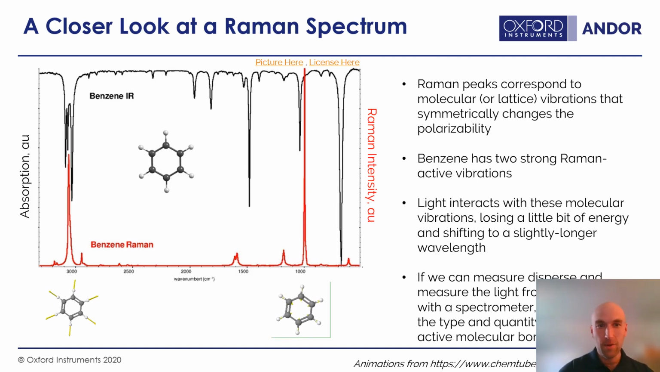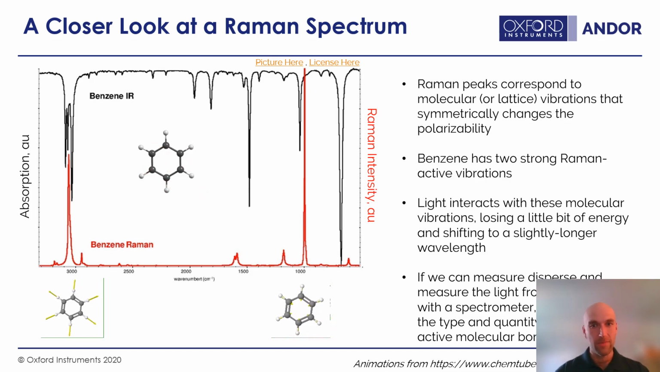Again, a closer look at a Raman spectrum. We're actually approaching what those peaks mean. So we're 29 minutes into this presentation, and I haven't talked about the physical mechanism for what Raman scattering actually is and what we're seeing represented in the peaks. So in short, Raman peaks correspond to molecular, or in a crystal, lattice vibrations that symmetrically change the polarizability. So benzene, that's the molecule that you see there. My benzene in the middle here is looking a little bit unconjugated. That's okay. So imagine this is benzene and not cyclohexane.